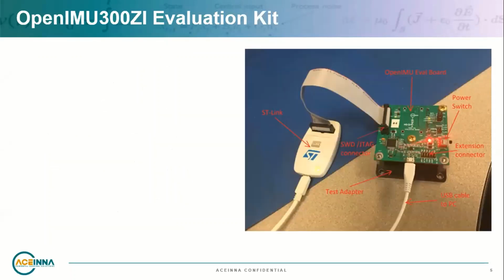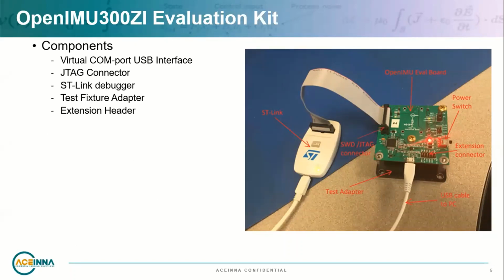So let's take a look at what the evaluation board looks like. The main component of this eval board is that it comes with a virtual COM port USB interface that you can connect directly to your PC. And this cable also provides the power to the eval board over here. And we have the power switch to turn on and off the power.